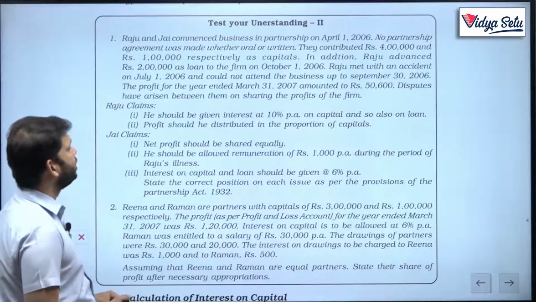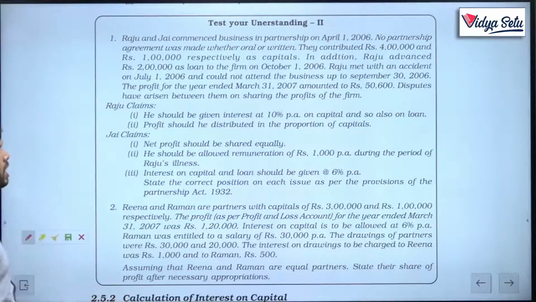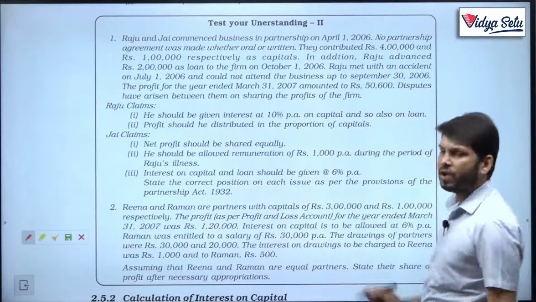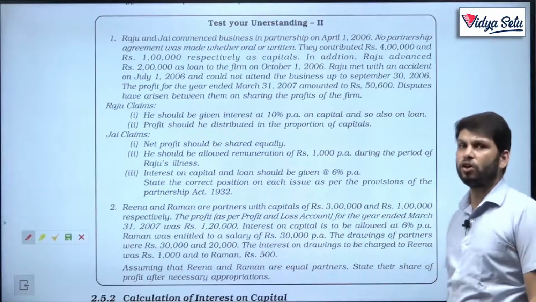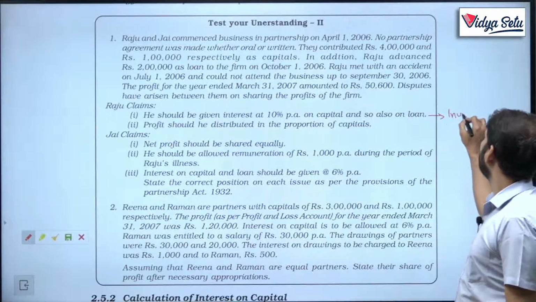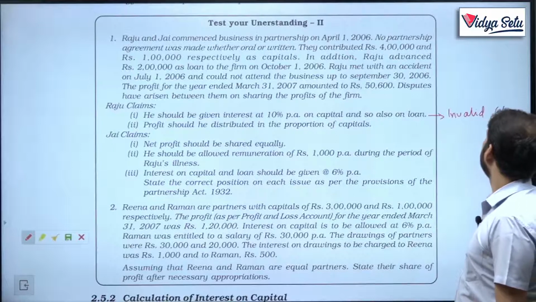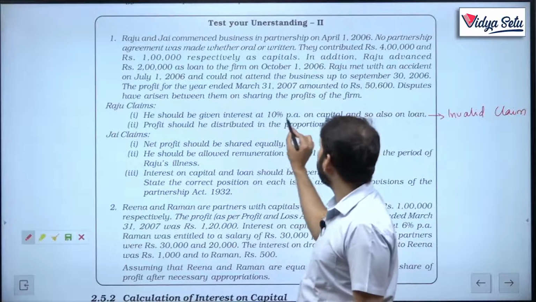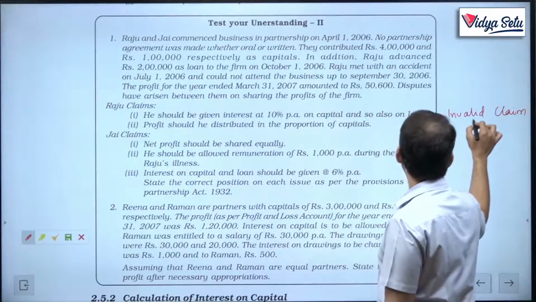Raju claims that he should be given interest at the rate of 10% per annum on capital and on loan. So, is his claim valid? What will be the rules in absence of partnership deed? First of all, invalid claim. Why invalid? Should there be interest on capital at 5%? No. Invalid claim.